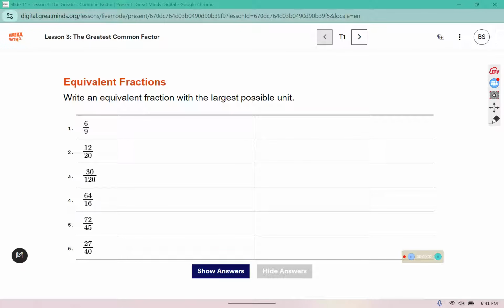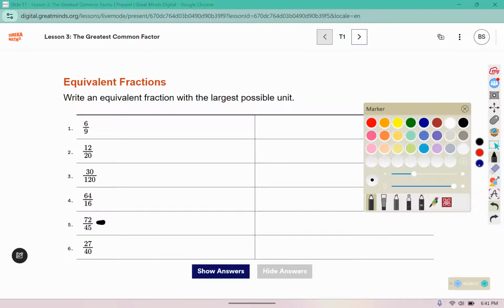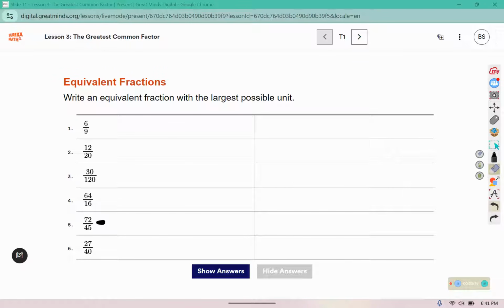This warm-up says, write an equivalent fraction with the largest possible unit. Essentially, what they're looking for you to do is simplify or reduce these fractions. I see here in number 5 that these are both multiples of 9. So I can split it up. 9 fits into 72 8 times, and 9 fits into 45 5 times.